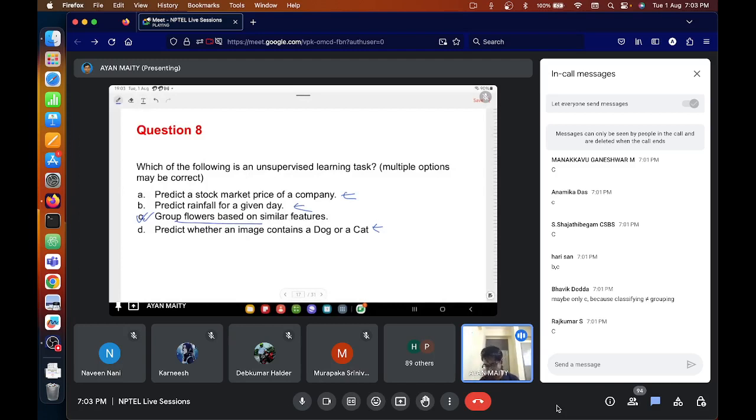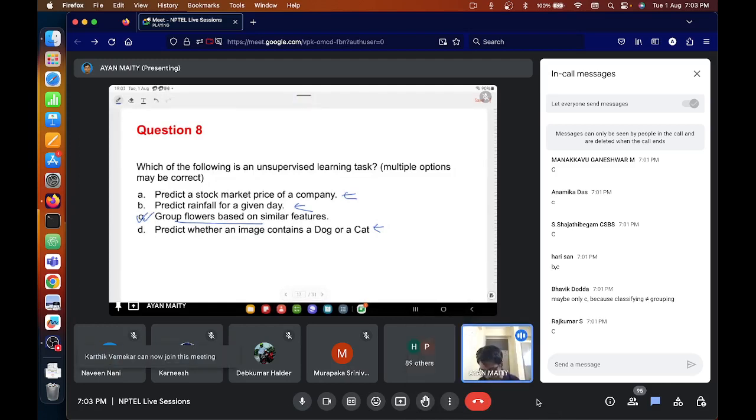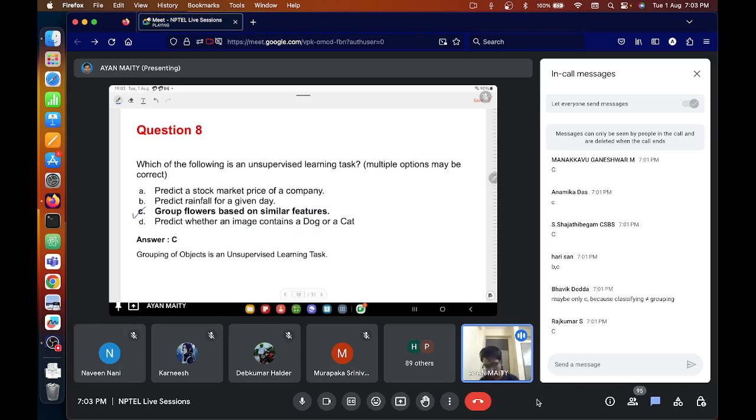And then option D is predict whether an image contains a dog or a cat. So this is also like a 1 or 0 question, either a dog or a cat. That is also a supervised learning task, and you need the class levels, whether dog or cat. So these are the two classes, and you need that target variable or the class levels to train your machine learning algorithm. So this is also supervised learning. So C is the only option which is unsupervised learning.